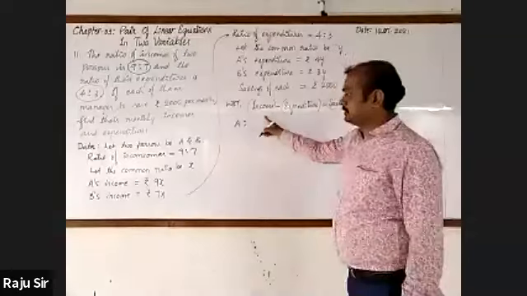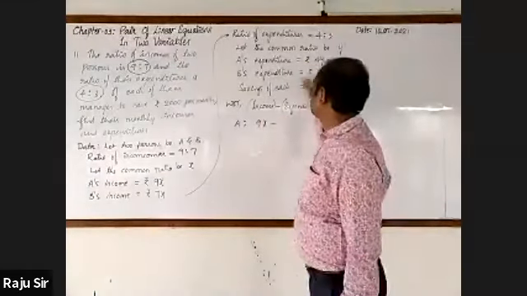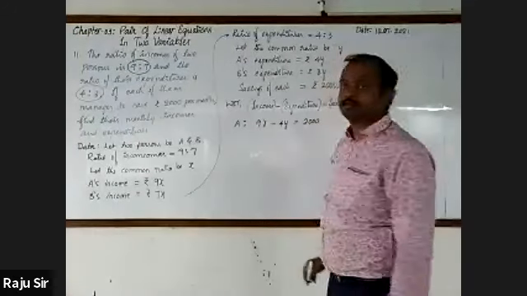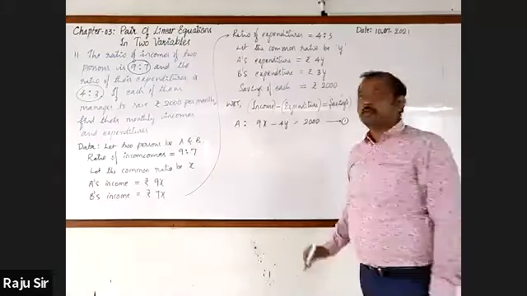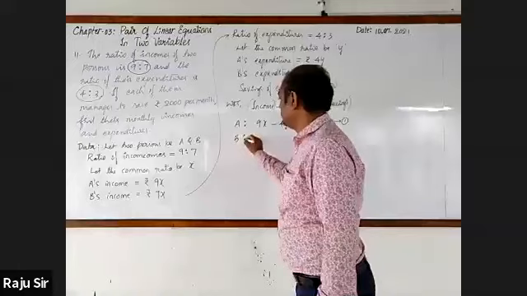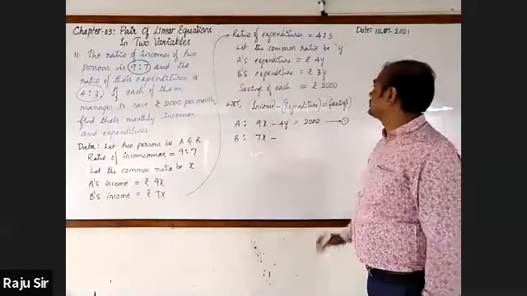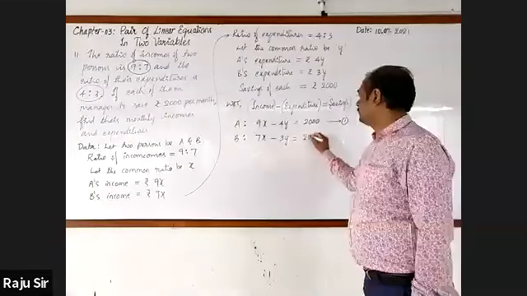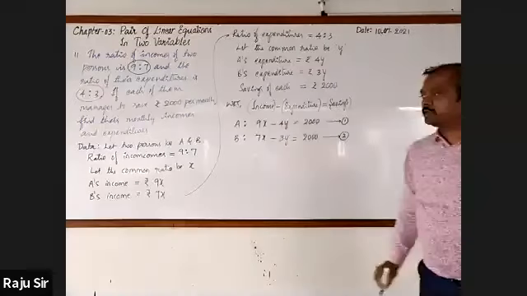Person A: his income is 9x, his expenditure is 4y, and savings is 2,000. You may call it equation 1. With respect to B, his income is 7x, his expenditure is 3y, and again savings is 2,000. Call it equation 2.